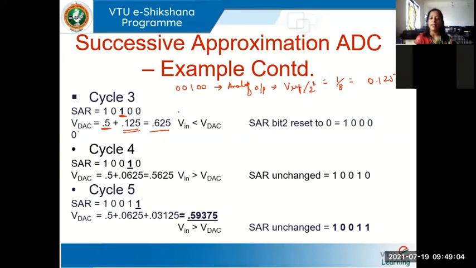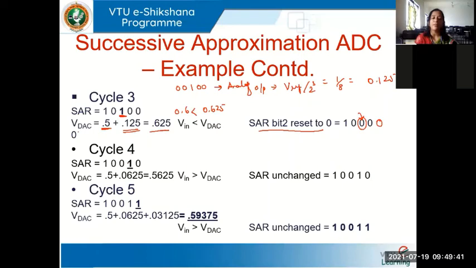Now again compare. Input was 0.6, whereas DAC output turned out to be 0.625. So the input is still less than the DAC output. You see how close we are coming. How close Vin and VDAC voltages are now compared to what it was before. So again it is less, this means what should I do? The successive approximation bit 2 should be reset to 0. So again reset bit 2 to 0. So you have a 5 bit, this bit is reset to 0.